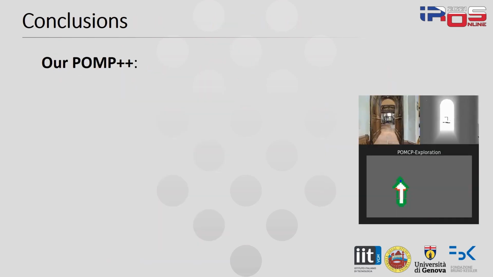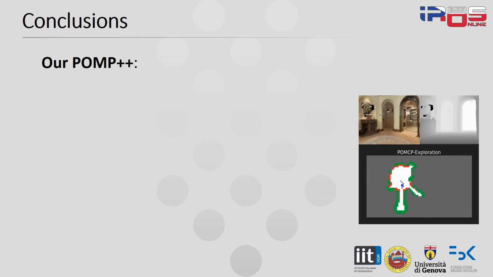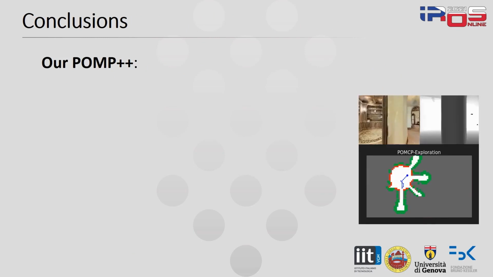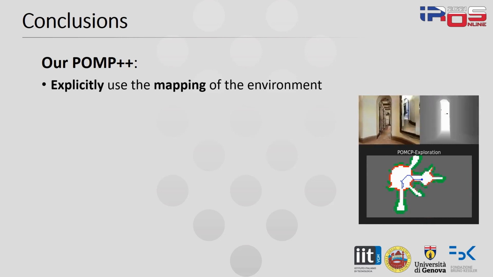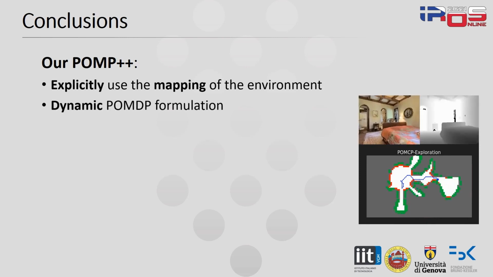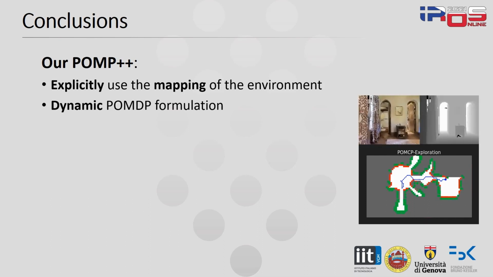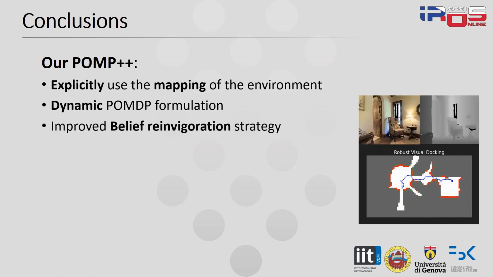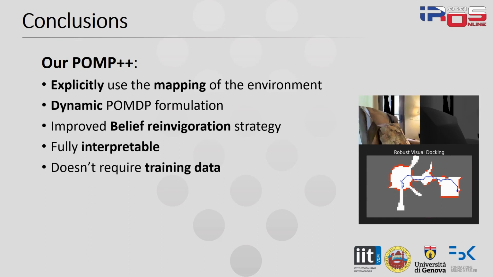To conclude, in this work we present POMP++, a POMDP-based approach for active visual search. Our approach makes explicit use of the information about the environment via a map that is updated as the agent explores. To account for this increase in knowledge, we propose a dynamic POMDP formulation that is updated with every new observation, and a new belief reinvigoration strategy that can work in this new setting. Due to these characteristics, our proposed approach is fully interpretable and does not require any training data.